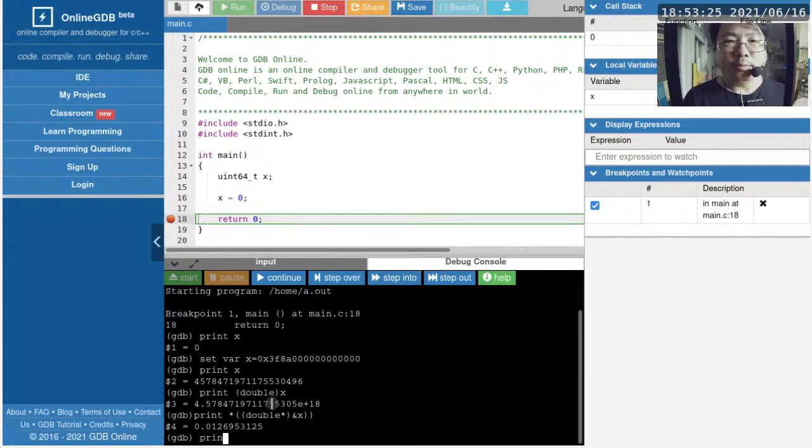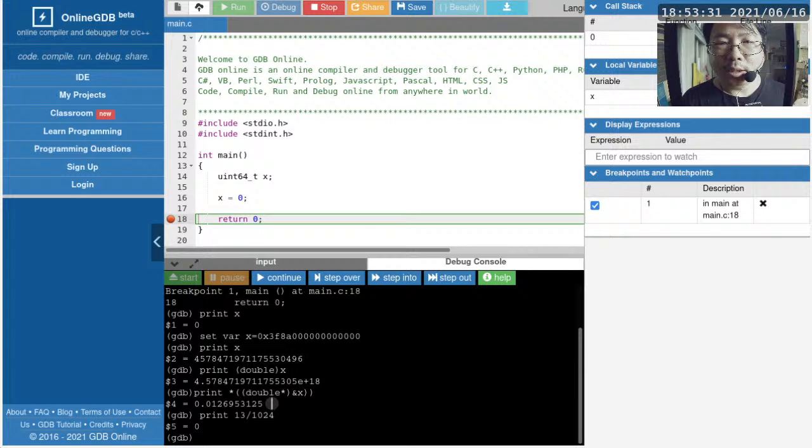So let's go ahead and print the actual value of 13 divided by 1024. Oh, that's integer division, so that's not going to work. So we have to cast 13 to a double first, so this way we are forcing the interpreter to also treat the division and 1024 as a double.